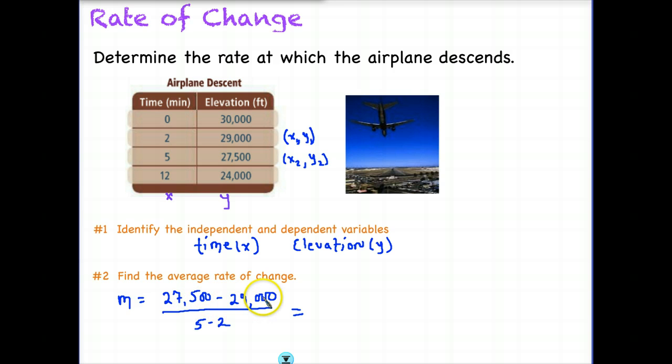Now if I go ahead and subtract 27,500 from 29,000, I get a negative number, negative 1,500. And if I take 5 minus 2, I get 3. Anytime we are working with rate of change, we will never leave our rate of change in this format. We will always divide the numerator by the denominator, even if it doesn't come out even. In this case, it does come out even.